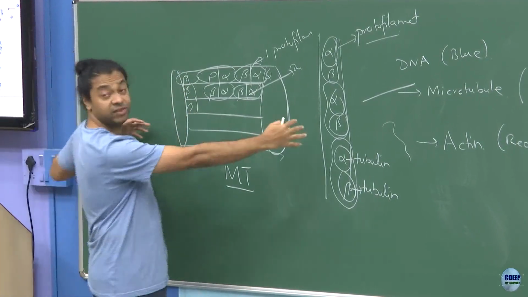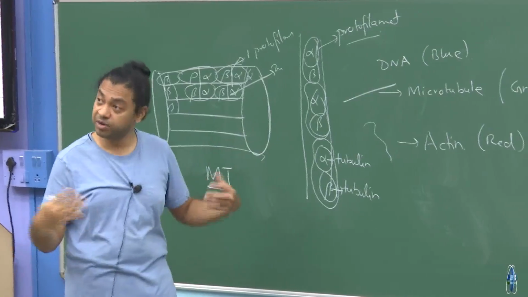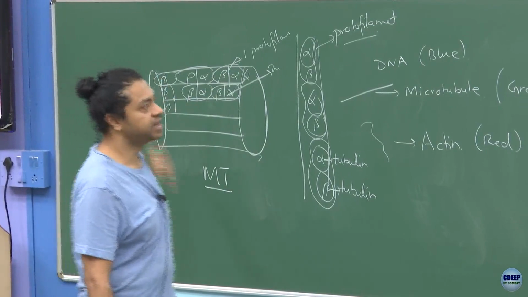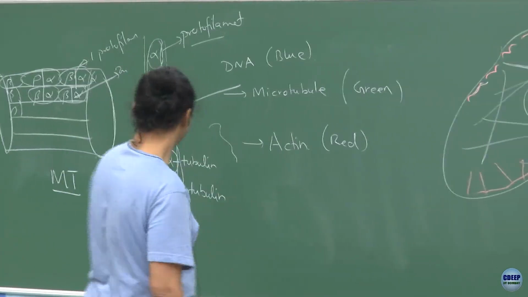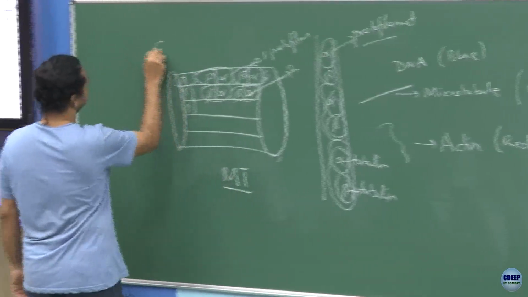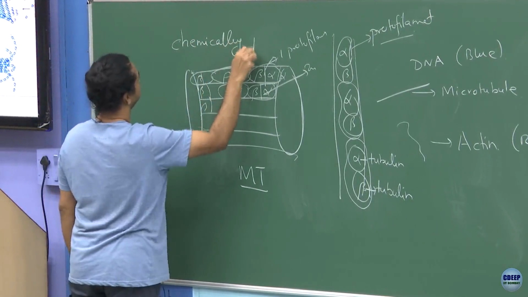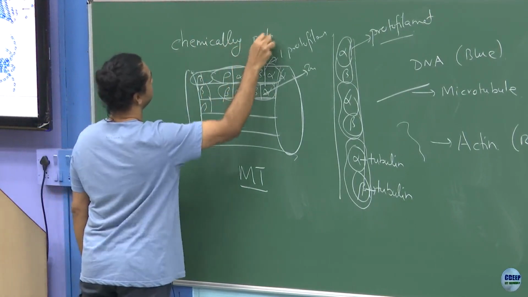Therefore, the two ends of the microtubule have different properties from one another, because you have alpha exposed at one end and beta exposed at the other end. So, these polymers are chemically polar, they have a chemical polarity.